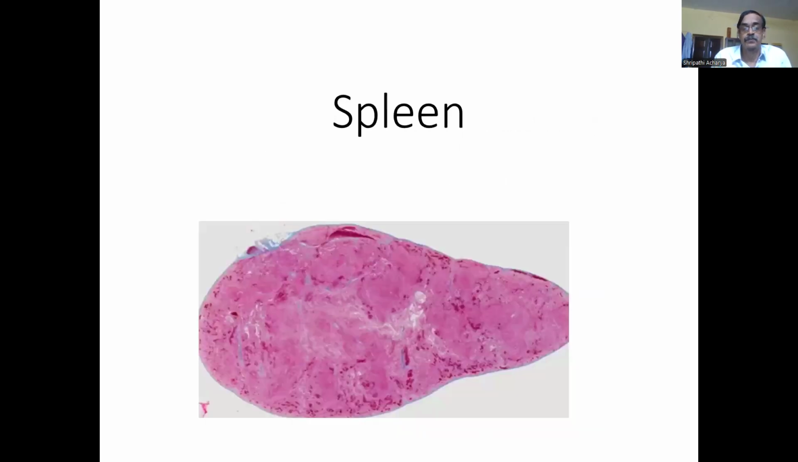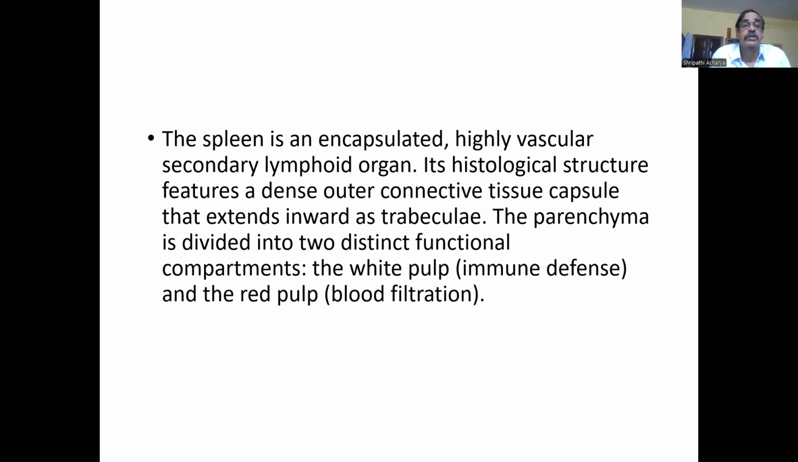Next, spleen. The spleen is an encapsulated, highly vascular secondary lymphoid organ. Its histological structure features a dense outer connective tissue capsule that extends inward as trabeculae. The parenchyma is divided into two distinct functional compartments: the white pulp, immune defense, and the red pulp, blood filtration.